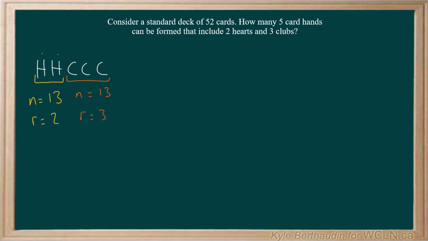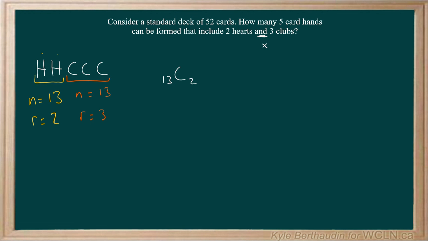Now the last step here is to use the fundamental counting principle. Since we know that we want 2 hearts and 3 clubs, that "and" should remind us that we're going to be taking the combination for hearts and clubs and multiplying them together. So let's set up our equation. We are going to have the 2 hearts, which is going to be n choose r, or 13 choose 2.